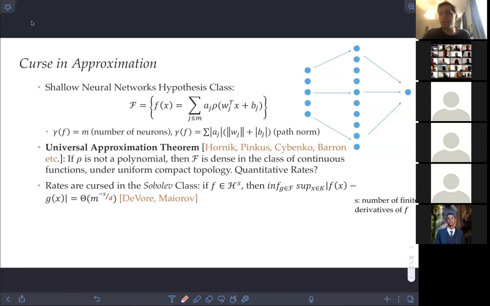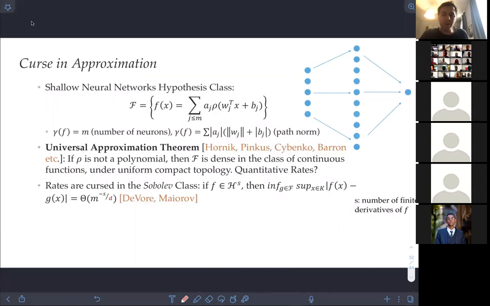And they're cursed, and of course, this depends on many things. But if we took, for example, a very simple class of functions that contain what's called Sobolev functions. So these are functions that are square integrable and that have s derivatives that are square integrable. Right, so if the function has, let's say, 10 derivatives, it would belong to this H with s equal 10.